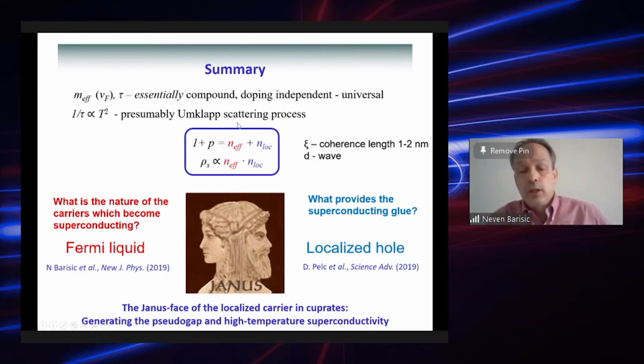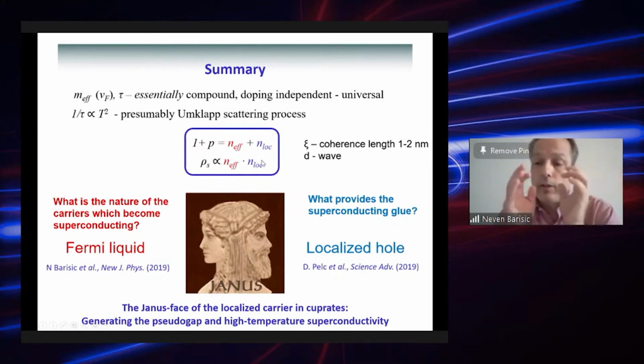And then the superconductivity can be understood through two formulas, which describe how many itinerant and how many localized carriers we have. At any part of the phase diagram, we have 1 plus p carriers, where part is itinerant and part is localized, and we can determine this from Hall effect, resistivity, optics, or whatever. The superfluid density is simply proportional to the number of itinerant and the number of localized carriers. This implies a very short range glue, on the level of 2-3 unit cells. The coherence length is also 1-2 nanometers. So this is also a seemingly good mechanism.